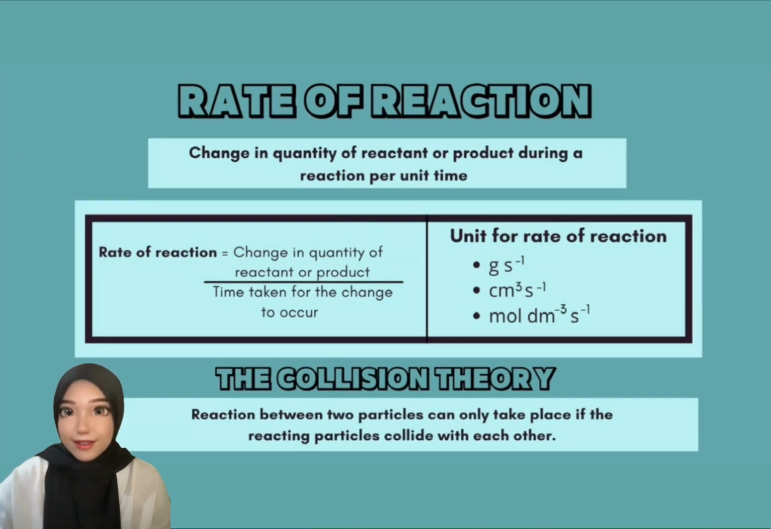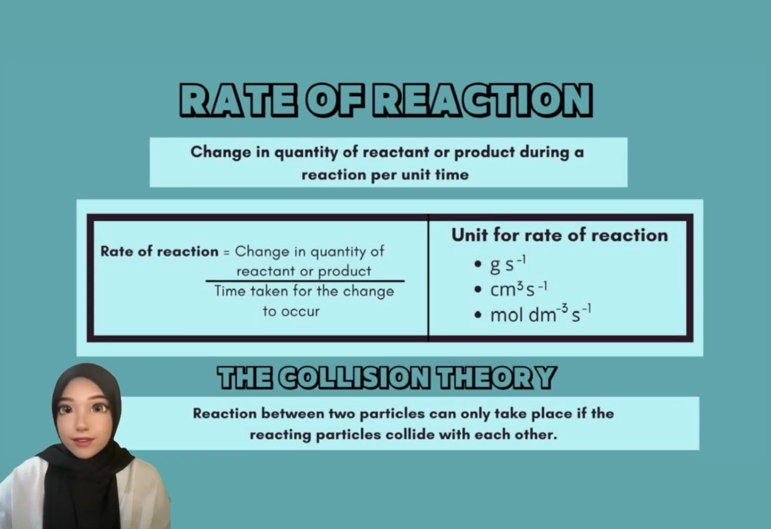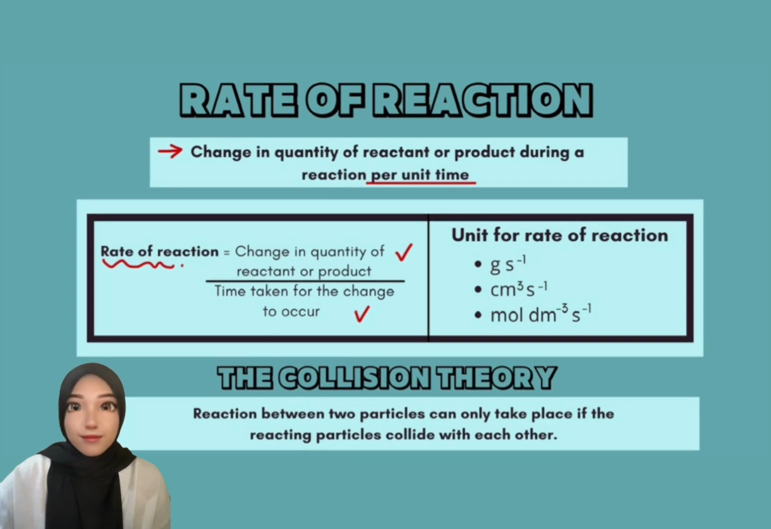Now, let's take a look at the formula used in this chapter. Rate of reaction is equal to the change in quantity of reactant or product over the time taken for the change to occur. This formula is related to the meaning of rate of reaction, which is defined as the change in quantity of reactant or product during a reaction per time. The common units for the rate of reaction are gram per second, cm³ per second, and mole per dm³ per second.